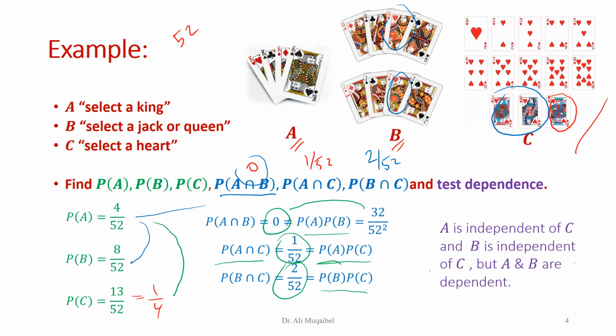So we conclude the following. A is independent of C and B is independent of C, but A and B are dependent, because the test for dependence is, does the probability of the intersection equal the multiplication of the individual probabilities or not? You can pause this, and if it's not clear, think about it again. But now we're going to proceed.